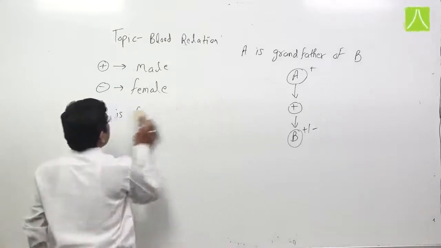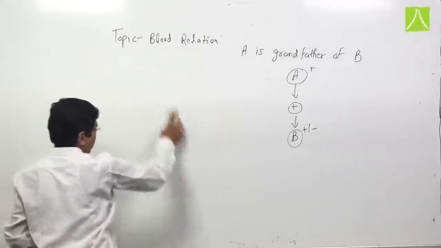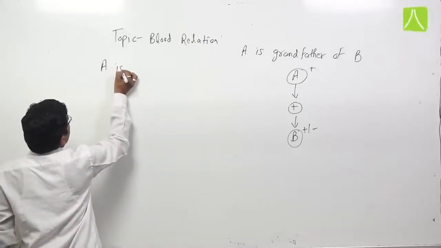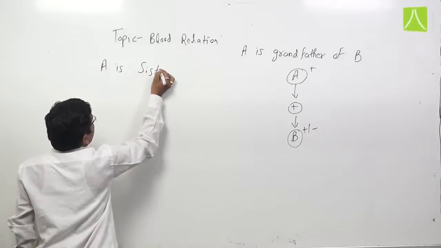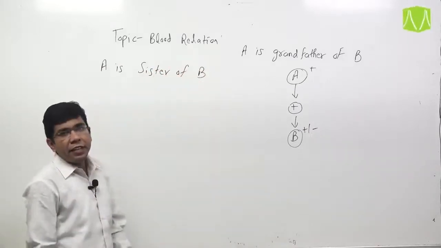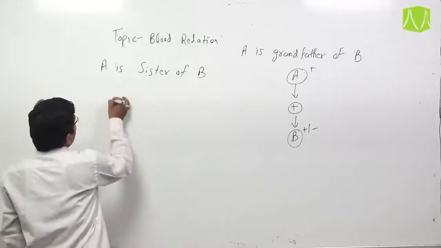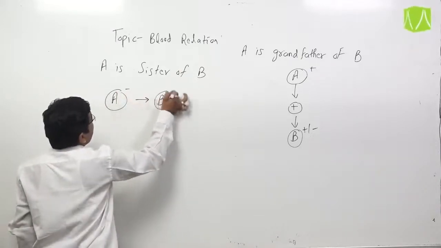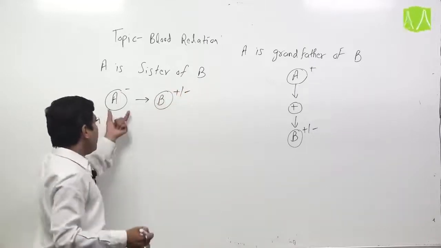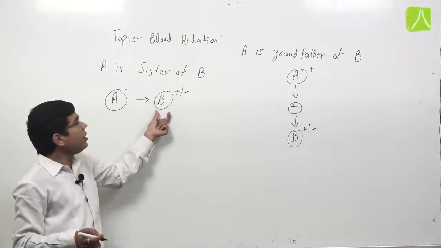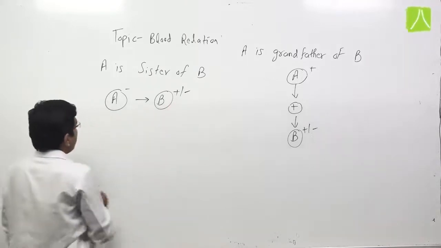Next, A is sister of B. The brother-sister relation is denoted by a single horizontal arrow. A is sister of B means A is female and B is either brother or sister.